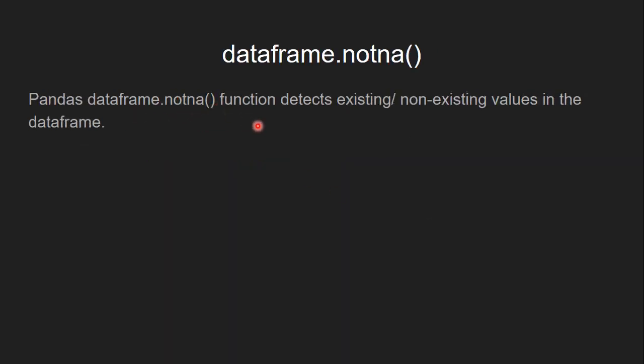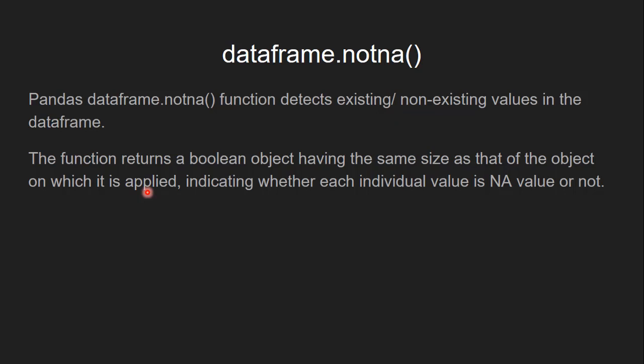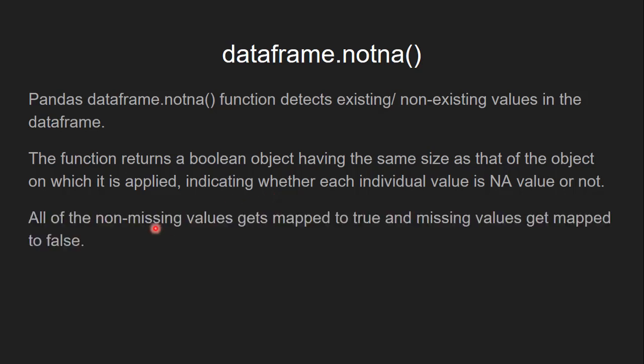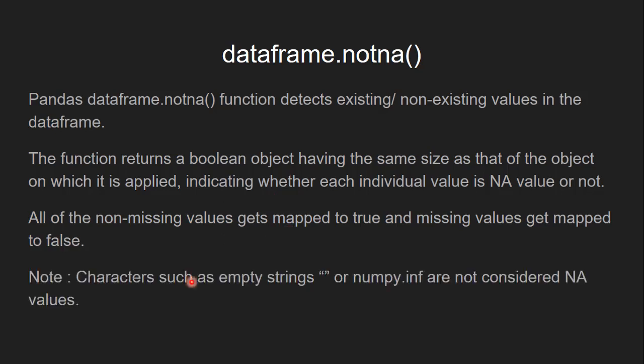The Pandas dataframe.notna function detects existing, non-missing values in the data frame. The function returns a Boolean object having the same size as that of the object on which it is applied, indicating whether each individual value is an NA value or not. NA values are the missing values. All of the non-missing values get mapped to true and missing values get mapped to false. And in Pandas, characters such as an empty string or numpy.inf are not considered NA values.